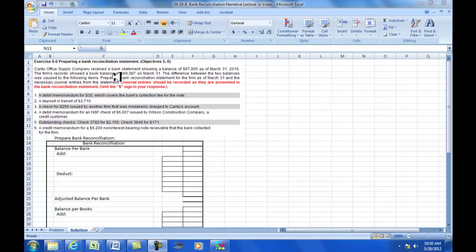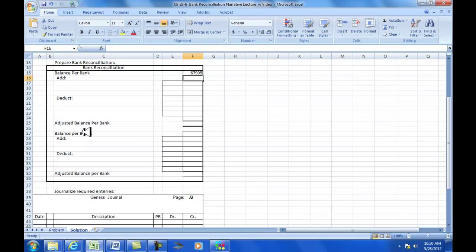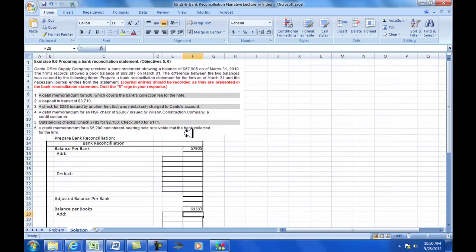Cantu Office Supply Company received a bank statement showing a balance of $67,905 on March 31st. That's the balance per bank, and that's going to go right here: $67,905. So we got the first number. The firm's record showed a book balance of $69,387. Okay, balance per books, $69,387. The difference between these two balances was caused by the following items. Prepare a bank reconciliation for the firm as of March 31st and the necessary journal entries from the statement.